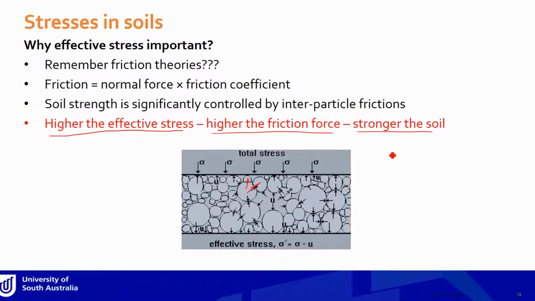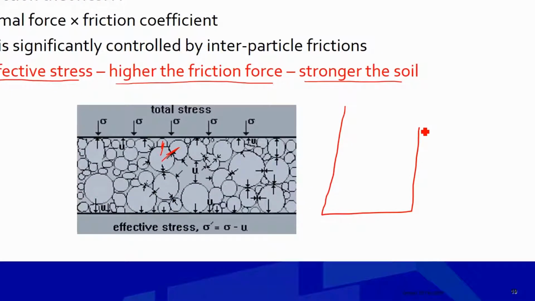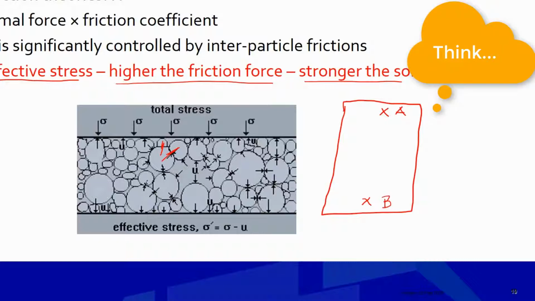Just giving you an example, let's say we have a soil column. It should be a proper rectangle, but my drawing is not that good. Anyway, this should do the job. Now, if you take a soil element from here, let's call it location A. And if we look at another soil element here, let's call it B. Considering everything else is the same, which soil will be behaving stronger? Just think about it for a second. And the answer obviously will be location B.